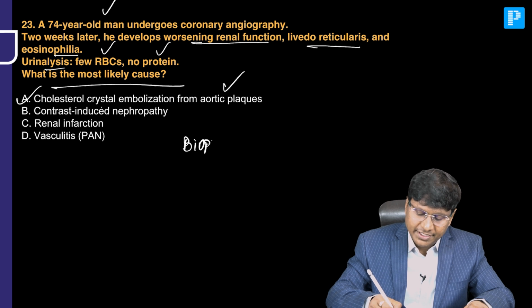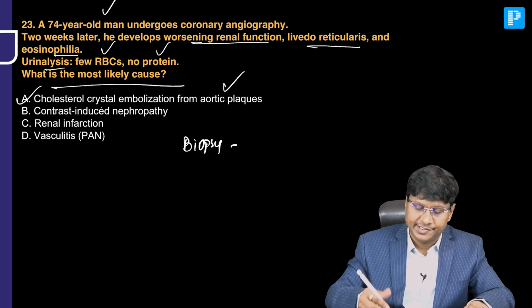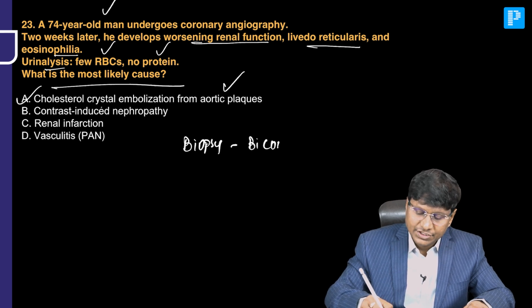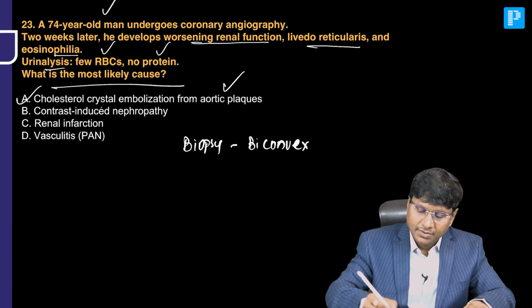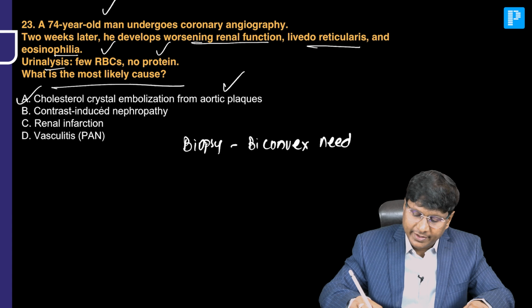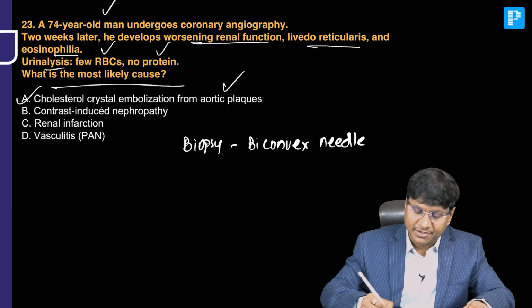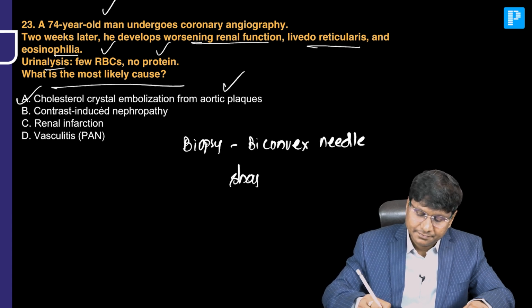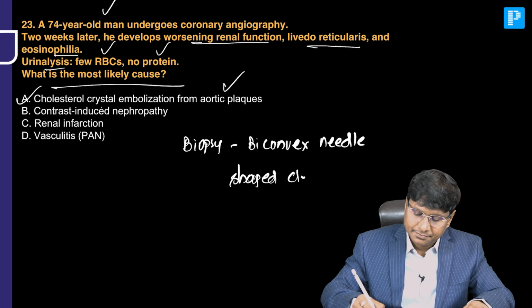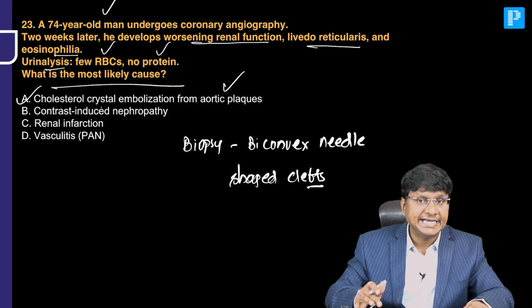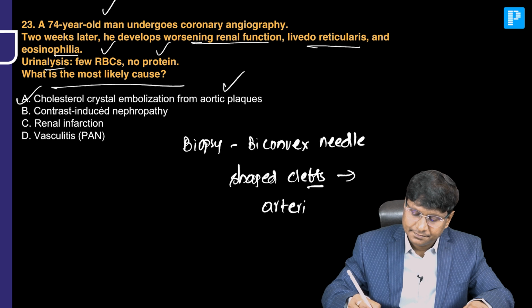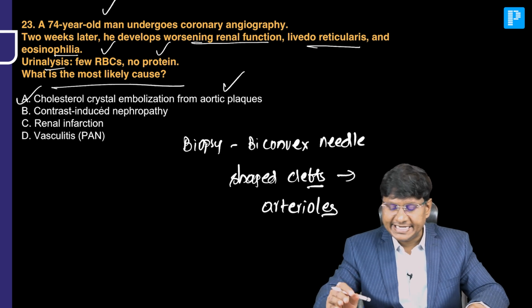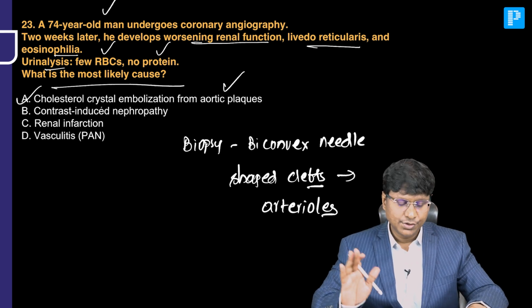So, when you do a biopsy in these patients with atheroembolic disease, you will notice biconvex, needle-shaped clefts in arterioles, right? So that is what you'll observe.